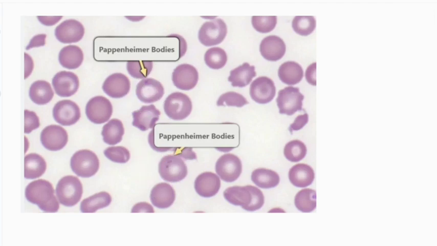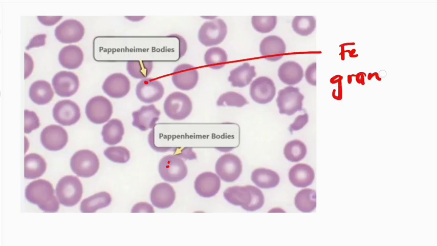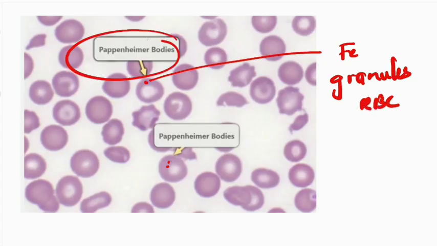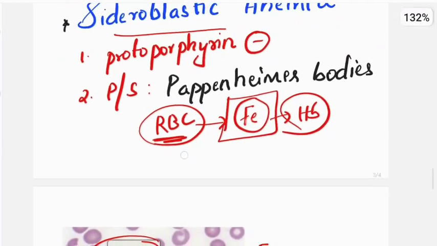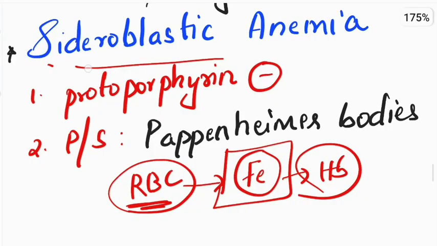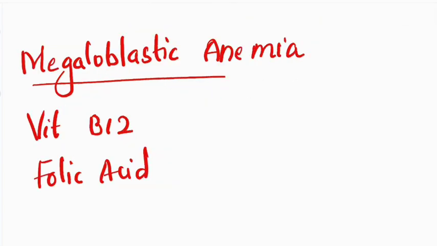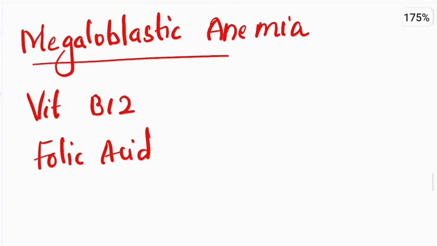And you can see these bodies, right? They are called Pappenheimer bodies. They are small iron-containing granules that are present in the RBCs. Right, so Pappenheimer bodies, where do you see? That's all you should know, that you see in sideroblastic anemia. Now next, tell me about megaloblastic anemia.